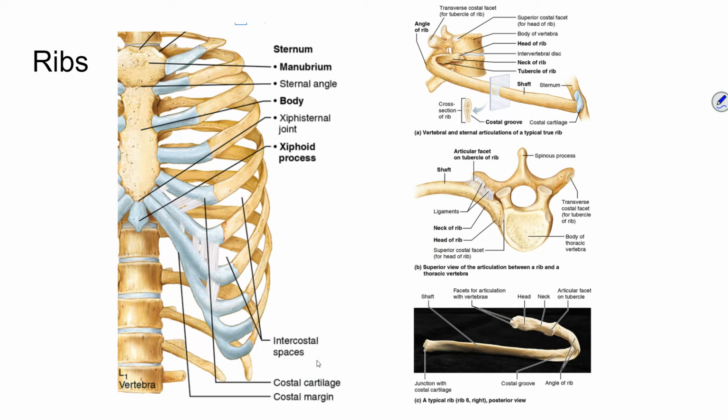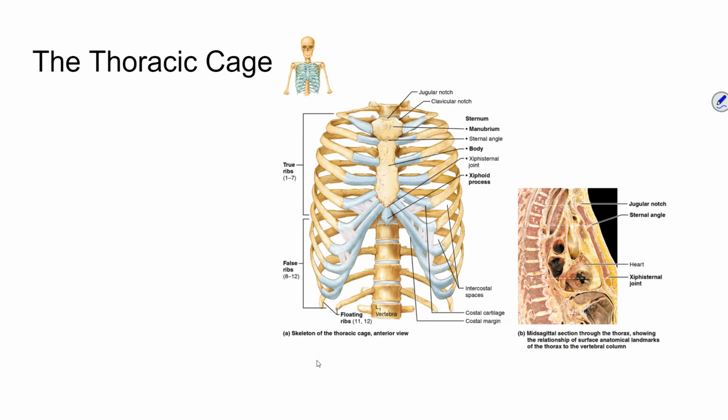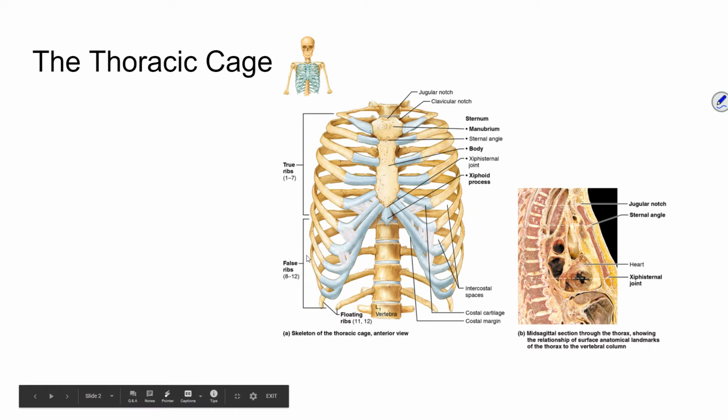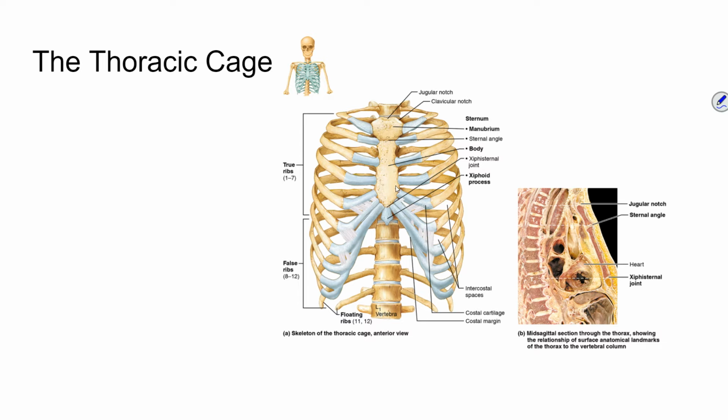For the ribs, actually, I like this picture better. There are 12 pairs of ribs on either side, and there are 7 pairs of ribs that are attached directly to the sternum, as you can see here. They have these individual costal cartilages. All this blue that you see is called the costal cartilages, and they attach the ribs to the sternum. And these ribs that attach directly to the sternum are called true ribs.